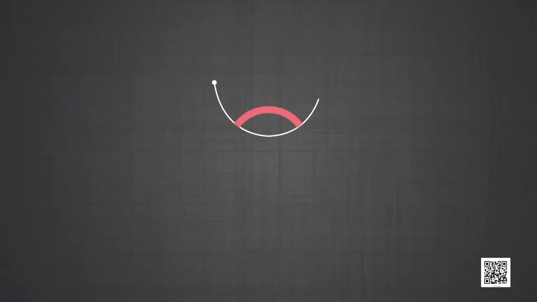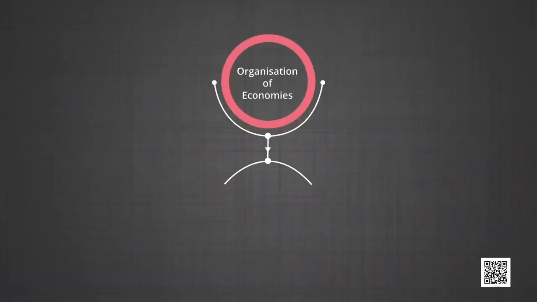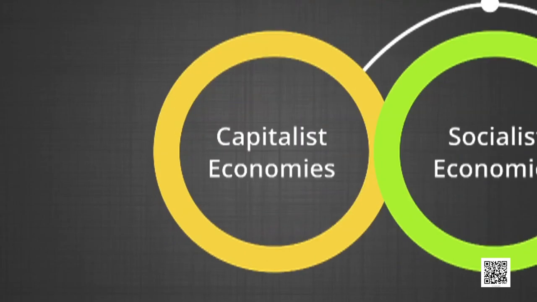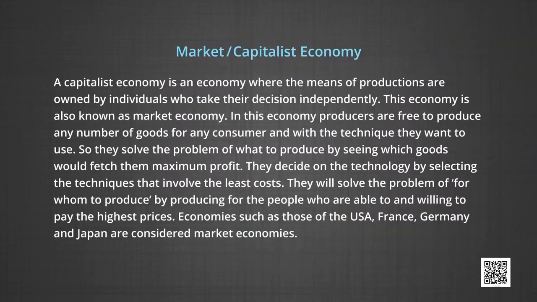Let us now talk about the organization of economic activities. There are different forms of economy where the question of what to produce, how to produce, and for whom to produce are dealt differently. Let's take a look at these economies. The first of these, and the most usual, is the market or the capitalist economy. A capitalist economy is an economy where the means of production are owned by individuals who take their own decisions independently. This economy is also known as a market economy.